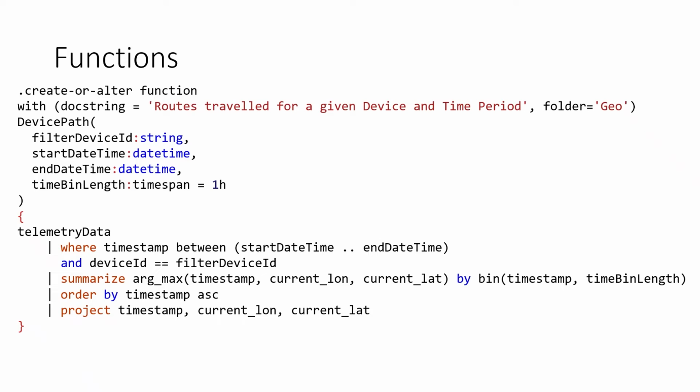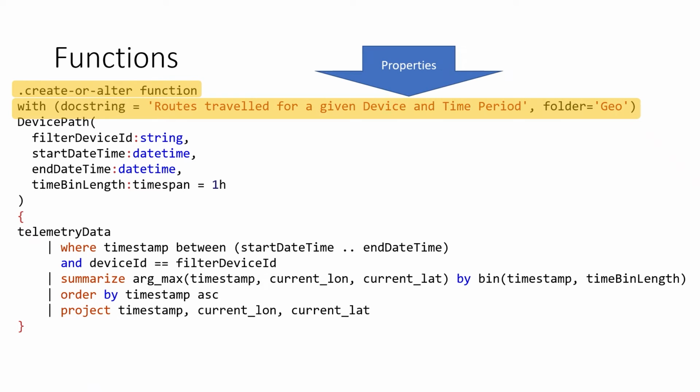I'm going to talk a little bit about optimizing, but first I want to talk about functions. Functions are a little bit like stored procedures in SQL Server. They are reusable code. You can pass arguments to them. Here's a sample function, and here are the important pieces of it. To create a function, we use this command, .create or alter function. You can just say .create function, but that'll fail if the function exists. I prefer to use this.